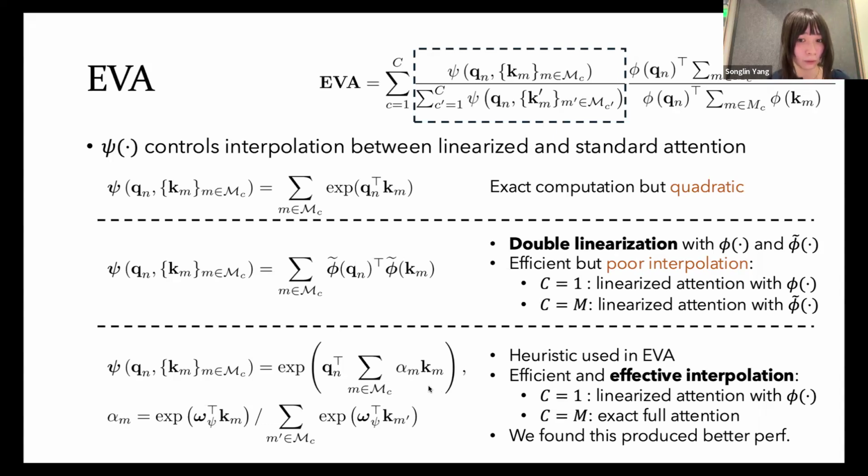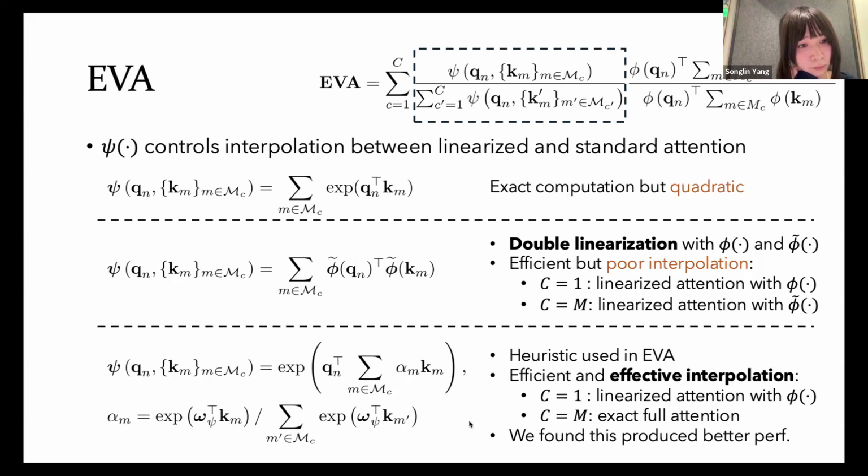But instead of summing over all the possible exponential dot products, we calculate the dot product between the query vector and the weighted average of key vectors inside that chunk. So this is calculating chunk-level key summaries, and then calculating the dot product between the query and the chunk's representative features.